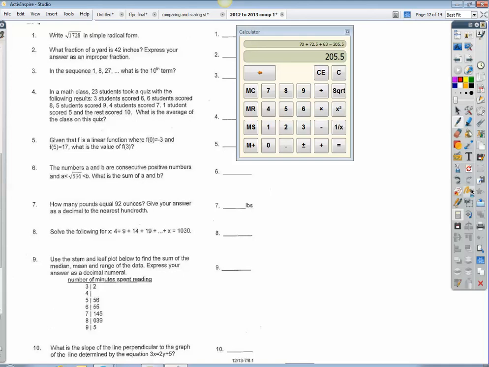My goodness. All right. So going back to the other one. They're pretty excited about measuring the gym with their feet. Please, I hope I never have to do that. So, 4 plus 9 plus 14 plus 19. If anyone has a better way, please don't keep it a secret.